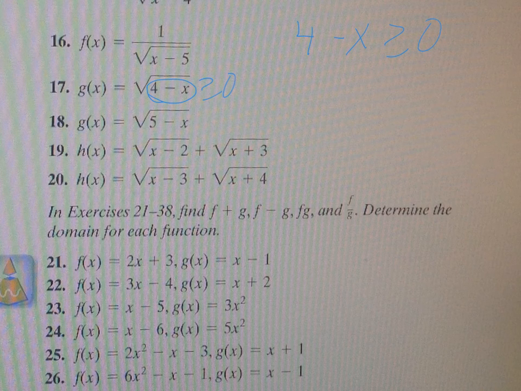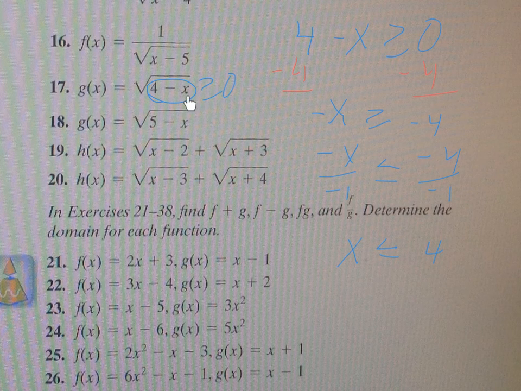So you'd subtract 4 from each side, and that would give me negative x is greater than or equal to negative 4. Now you need to divide or multiply each side by negative 1, but when you multiply or divide by a negative, you switch the direction of the inequality. And so x would have to be less than or equal to positive 4.